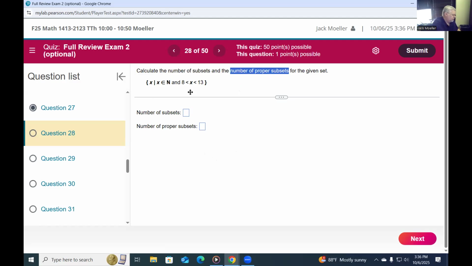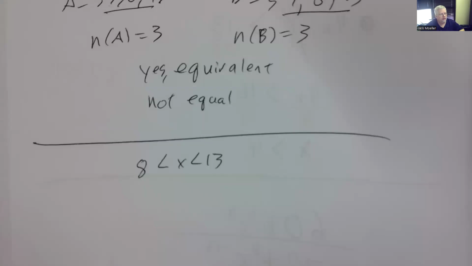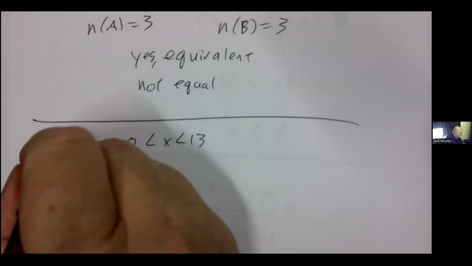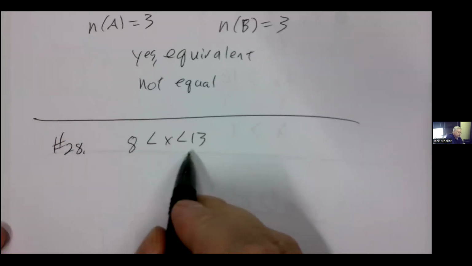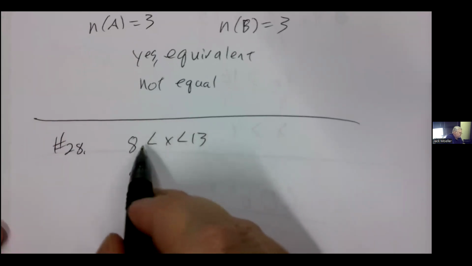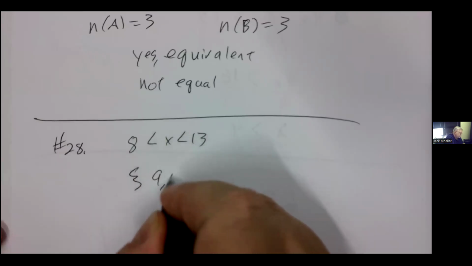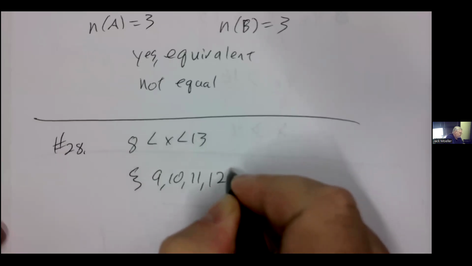So how would you do this problem? If 8 is less than x is less than 13. So again, how do you show work on this? Well, first of all, what is your set? Well, I always like to do this in roster form. And so we're not including 8, we're not including 13. And so this would be 9, 10, 11, 12.